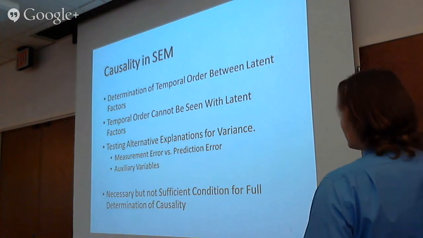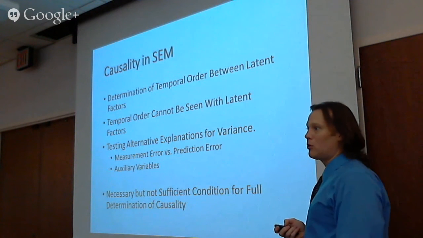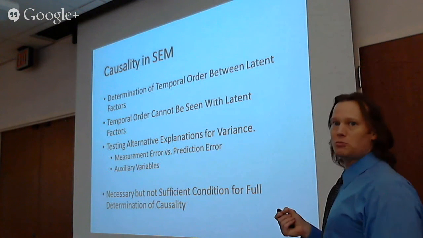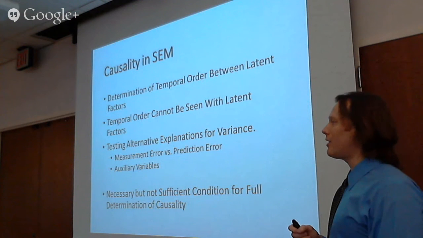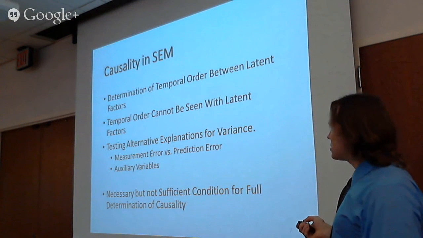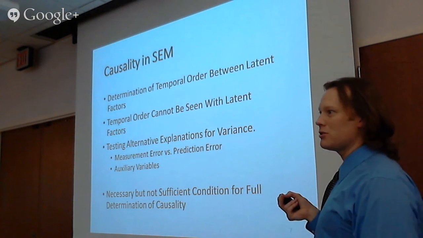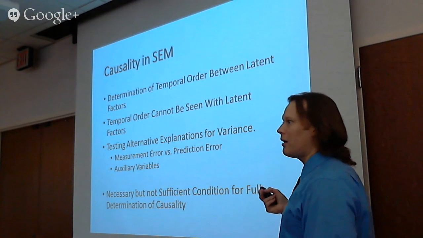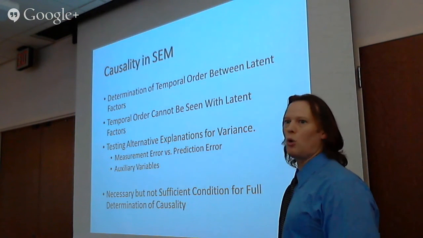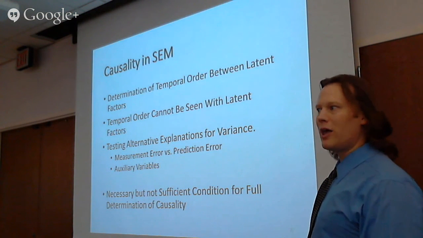Just like we can't see the latent factor, we can't see their temporal order. So structural equation modeling gives us a way to really think about how that works, and it lets us test alternative explanations for variance. For example, in an example I'm going to show you in a second, I tested 6 different models, and we were thinking about different ways of ordering these things, and where that variance really came from.